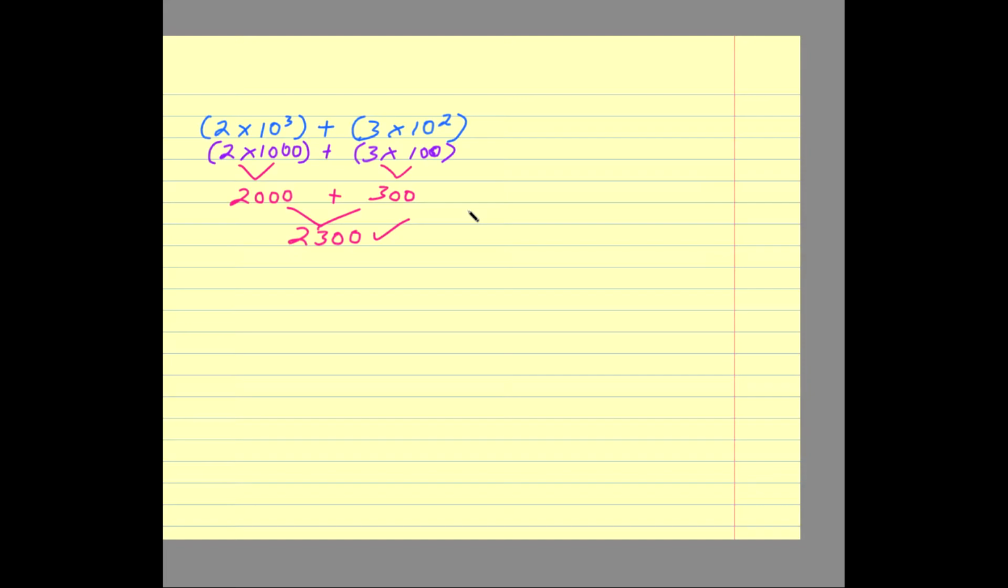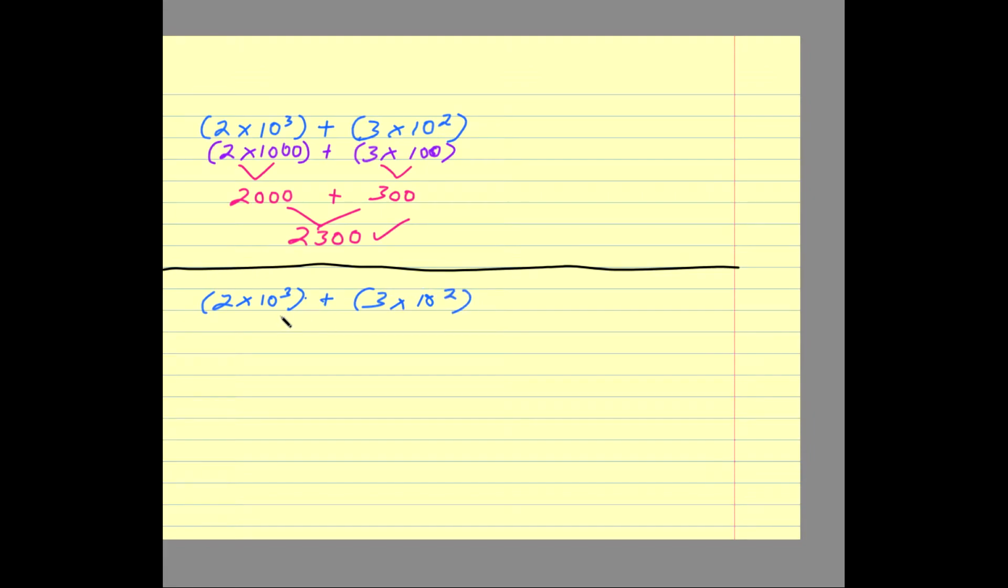Now, I have to show you that there is another method that you might consider a little bit more cumbersome or complicated. You might be right in some situations, but take it from me, you're going to need to know this other method. I'm going to use the exact same problem. So let's look at it again. It says 2 times 10 to the third plus 3 times 10 to the second.